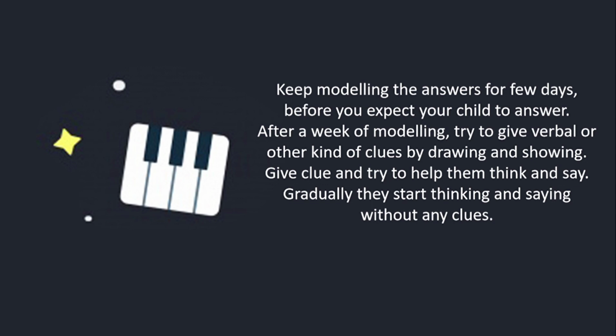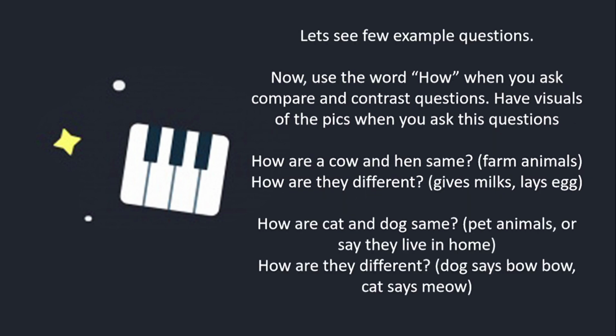After a week of modeling, try to give verbal or other kinds of clues by drawing and showing. Give a clue and try to help them think and say. Gradually they start thinking and saying without any clues. Let's see a few example questions. Now, use the word how when you ask compare and contrast questions. Have visuals of the pics when you ask these questions.